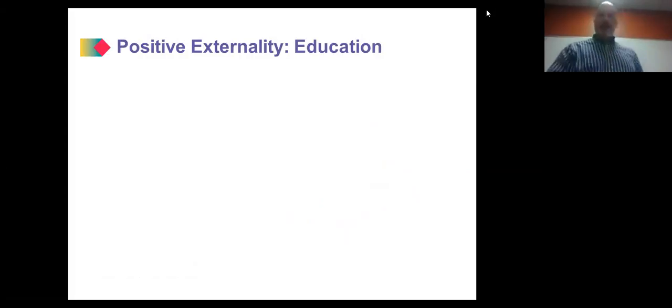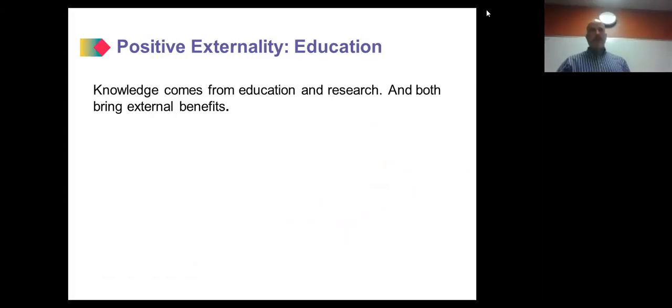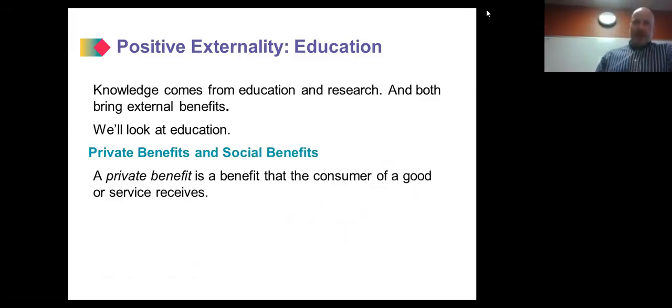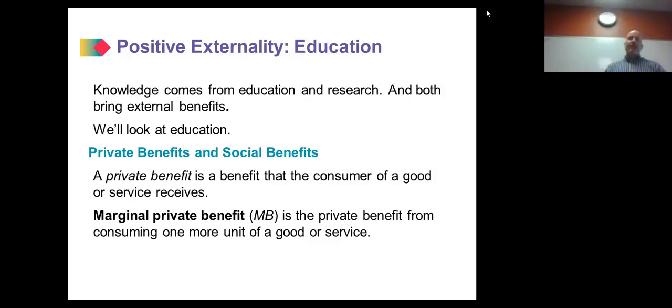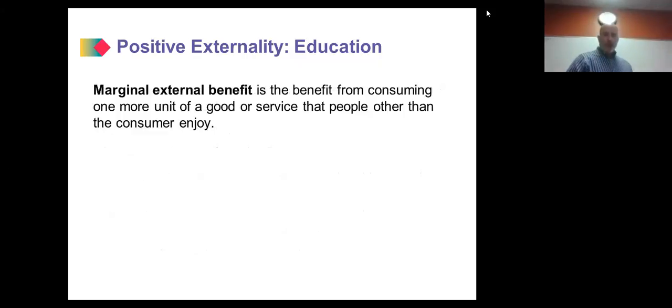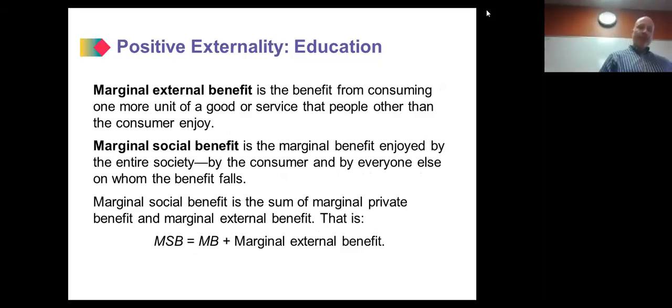All right, let's talk now rather than negative. Let's look at positive externalities with a focus on education. And think, why are you here tonight? Knowledge comes from education and research, and both bring external benefits. A private benefit is a benefit that the consumer of a good or service receives. So the marginal private benefit is the private benefit from consuming one more unit of a good or service. An external benefit is a benefit that someone other than the consumer receives. And we say that education delivers both private and external benefits. Marginal social benefit is the sum of marginal private benefit and marginal external benefit.